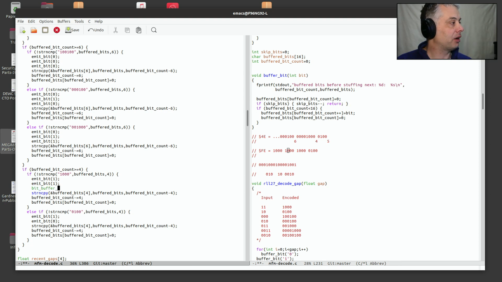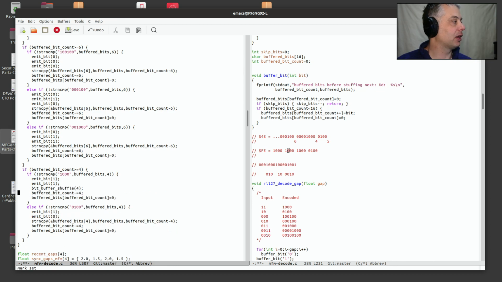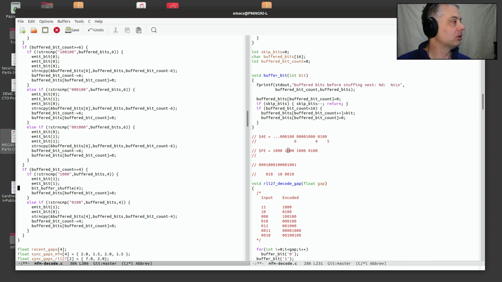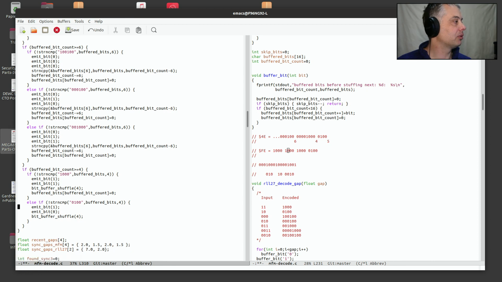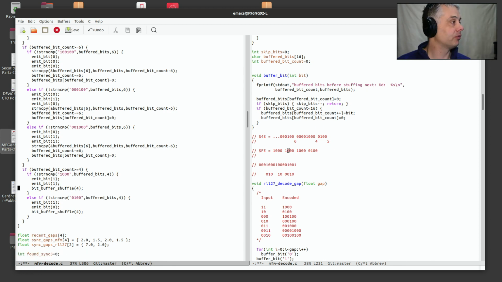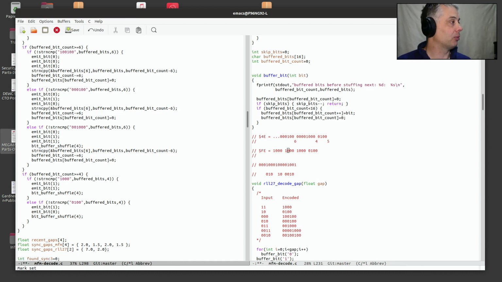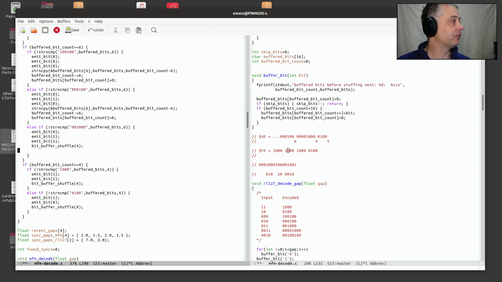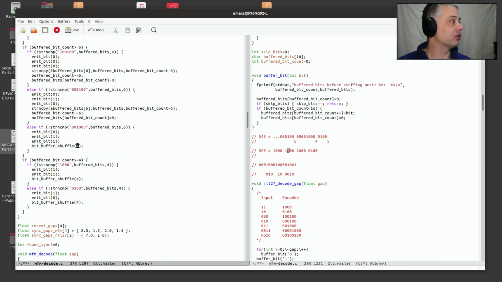Bit buffer shuffle, let's have a simpler formulation. Actually, oh, this is what we want to do. That's even easier to read, right? And then I'll make sure that we have an overlapping-string-safe version in there.